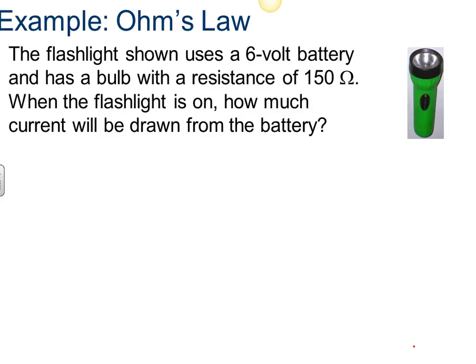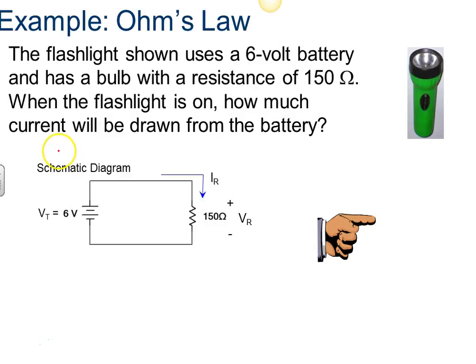So as a simple example of Ohm's law, the flashlight that's shown here uses a 6-volt battery and has a bulb with a resistance of 150 ohms. When the flashlight is on, how much current will be drawn from the battery? All right, so here's your schematic of the diagram. Now, notice the diagram versus the description up here. We've got a resistor, which is a light bulb. The symbol for the resistance is here. So this symbol is resistance or resistor. And in this case, it's a bulb.